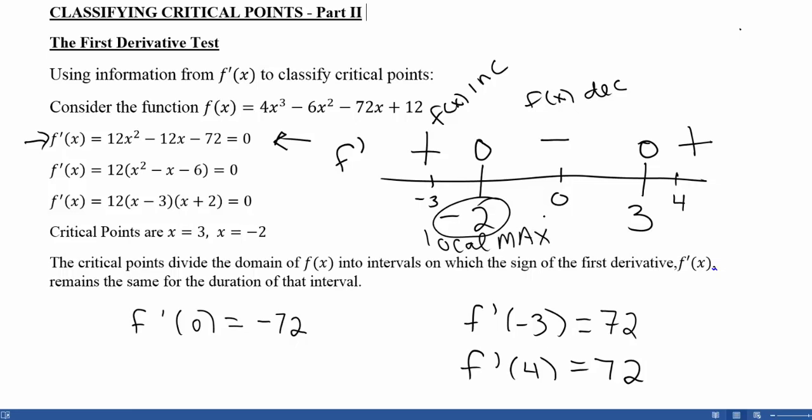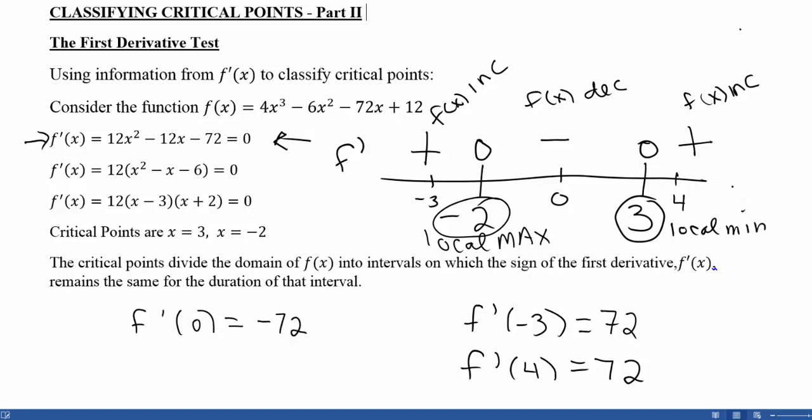Similarly, if I look at what's happening around 3, to the left of 3, f of x is decreasing because the derivative is negative. After 3, f of x is increasing because the derivative is positive. If your function goes from decreasing to increasing, that means that your critical point is a local minimum.